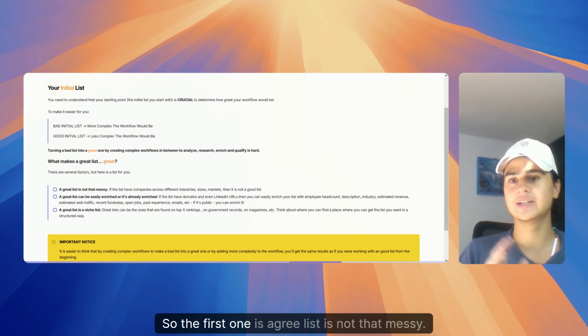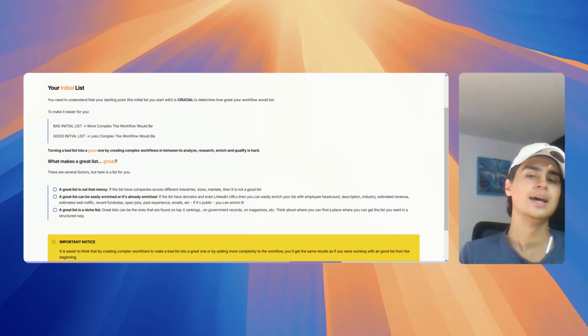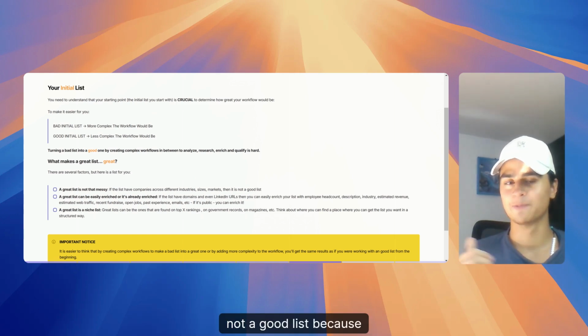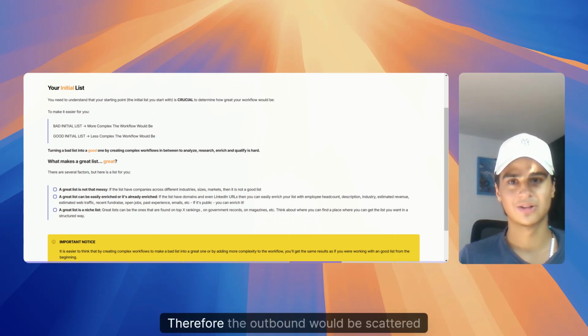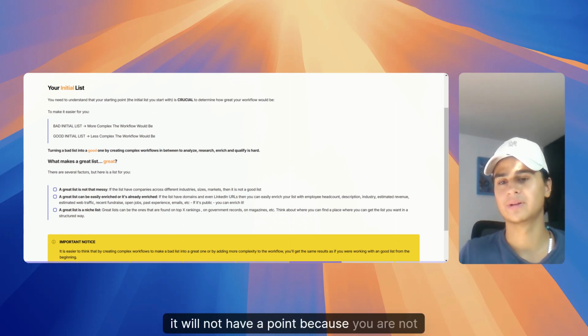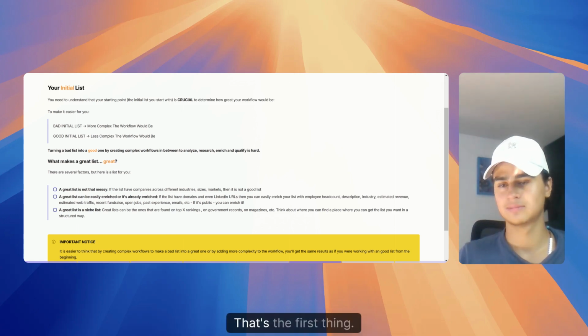Okay, so the first one is a great list is not that messy. Okay, so if the list has companies across different industries, sizes, markets, then it's not a good list because then you cannot focus on a target market. Therefore, the outbound would be scattered and it wouldn't have a point because you are not focusing on the right type of person that you want to target. That's the first thing.